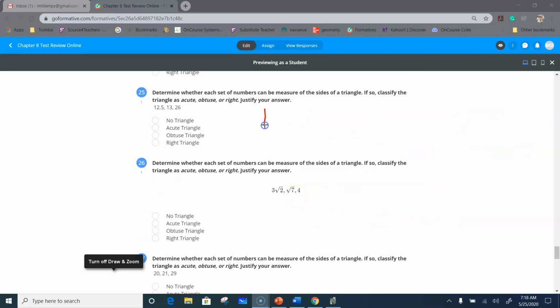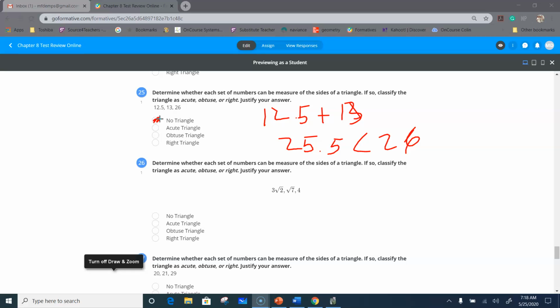Okay, you've got that third side that's a good bit larger. So right away here, I notice I have 12.5 plus 13. Forget about squaring them just for a second here. What is this? This is 25.5. And the third side is 26. So if that's the case, this is a no-triangle situation. The two smaller sides have to add up to be bigger than the third.